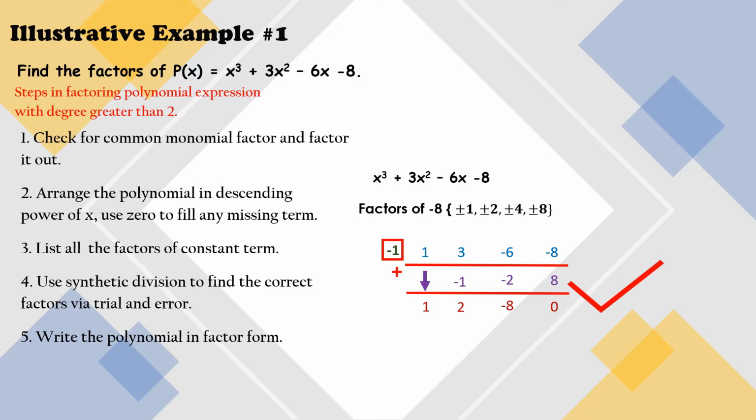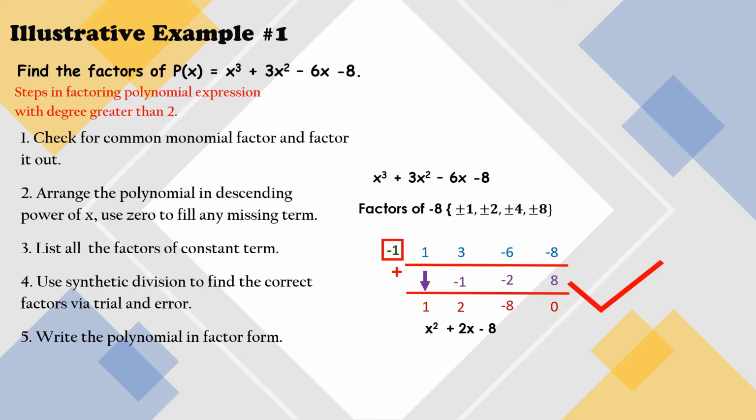Now, looking at the third row of the synthetic division, we only have 3 remaining numbers, which are 1, 2, and negative 8, so we can simply express this as a quadratic expression. We have x squared plus 2x minus 8, and since this is a quadratic expression, we can factor it the same way we did in our review.